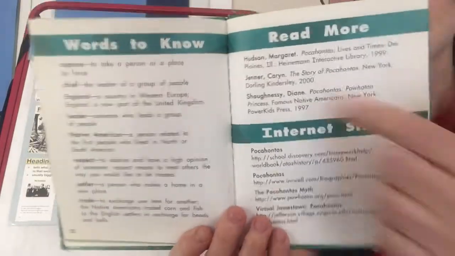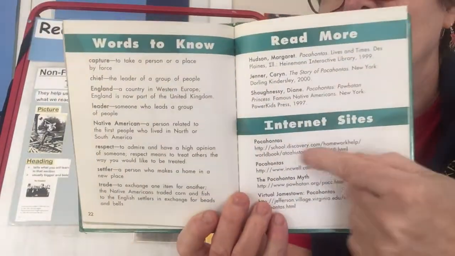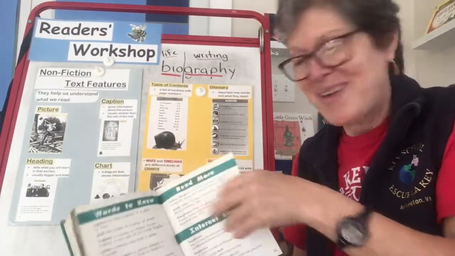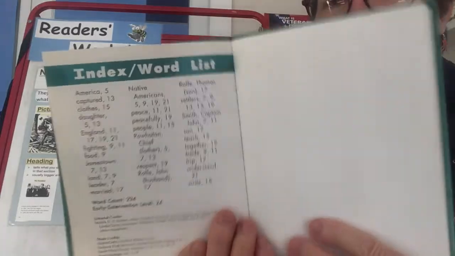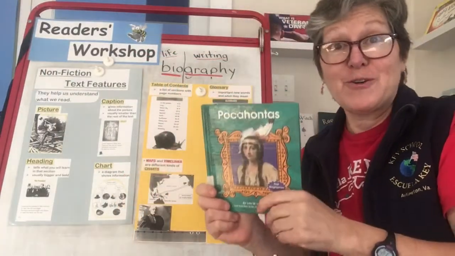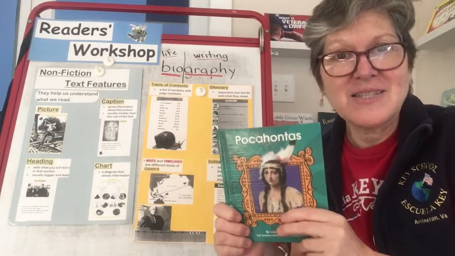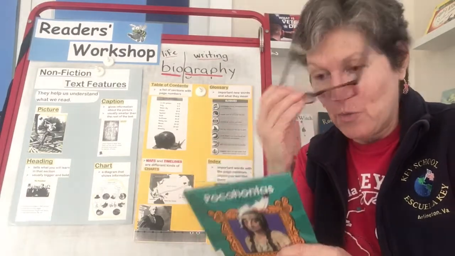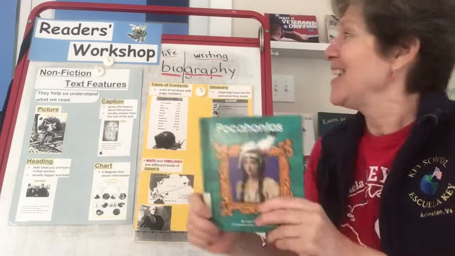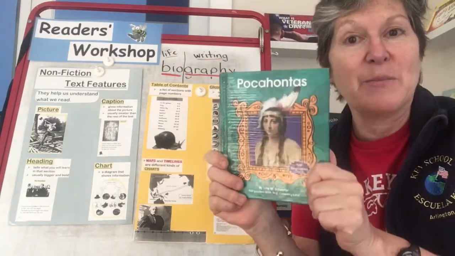Here are words to know. Read more, internet sites. And we know those words, so we won't review them. And then the index. So that was our first book about Pocahontas and the Powhatan and the learning we're going to do about Native Americans over the next month or so. And it's a biography, right? It was about her life.